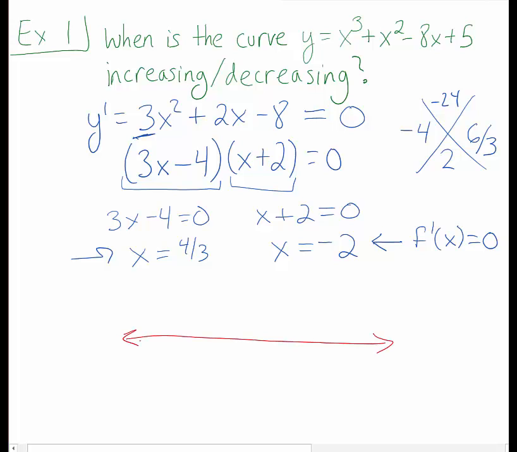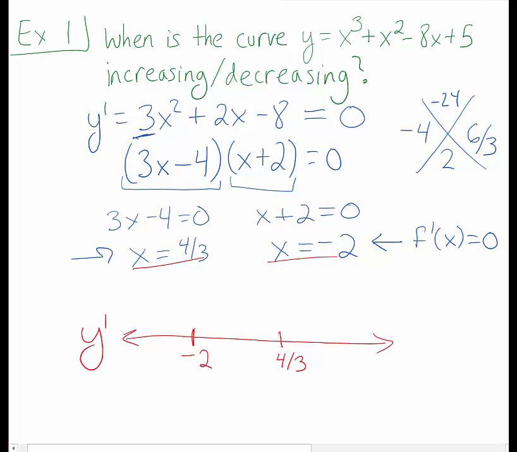Now, in order to get credit on the AP test, you need to tell what you're doing an analysis of. So this one's an analysis of y prime. And on my number line, these are the critical points we need to put. So we're going to make sure we have negative 2 on that number line and 4/3 on that number line. And I know that at these two points, my derivative is 0.